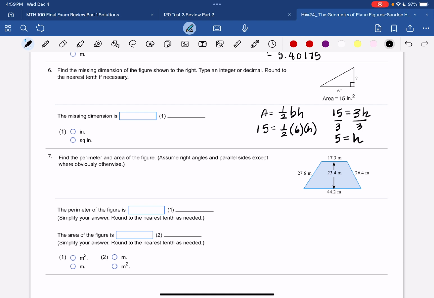The missing dimension is 5 inches. We're not finding the area. Notice they gave us the area in squares. We're finding it in inches. So the missing dimension is 5 inches.